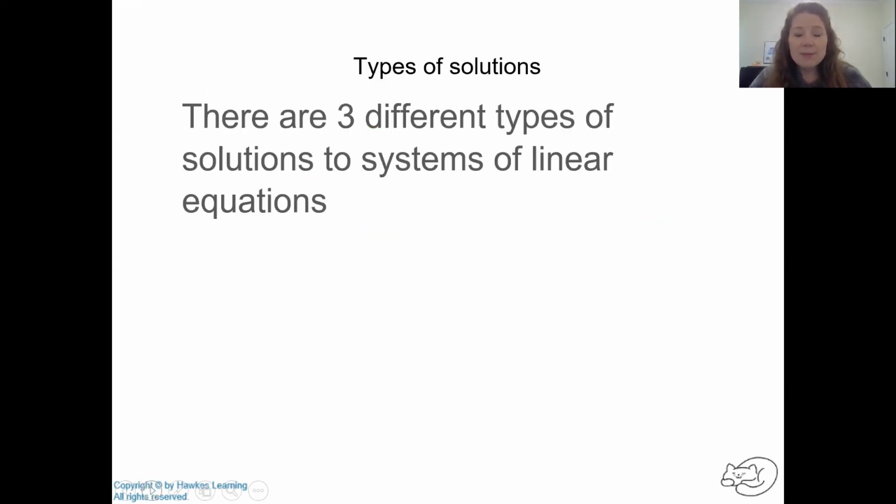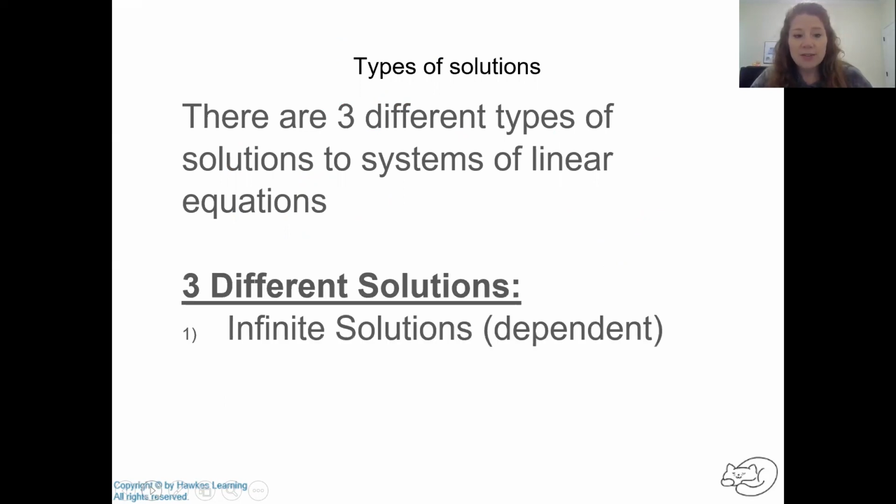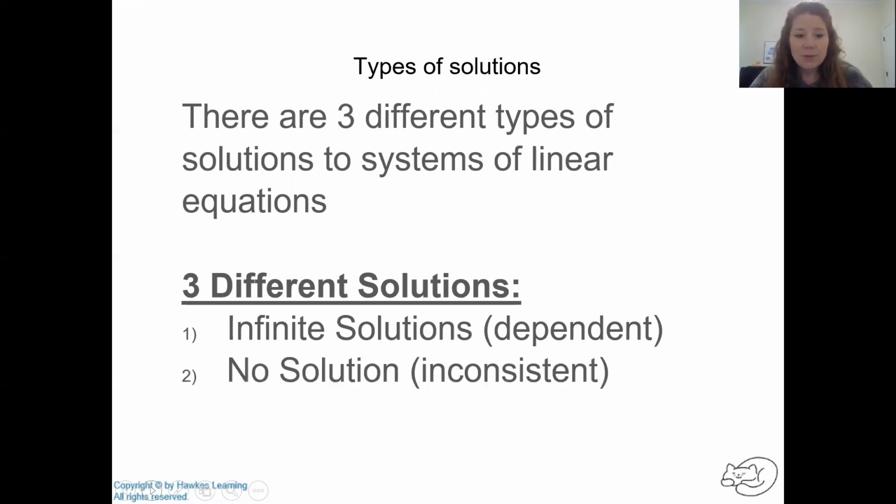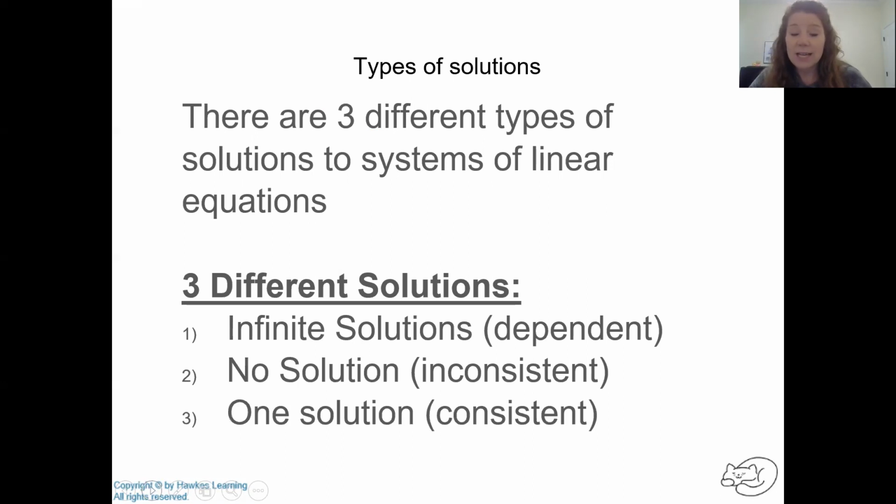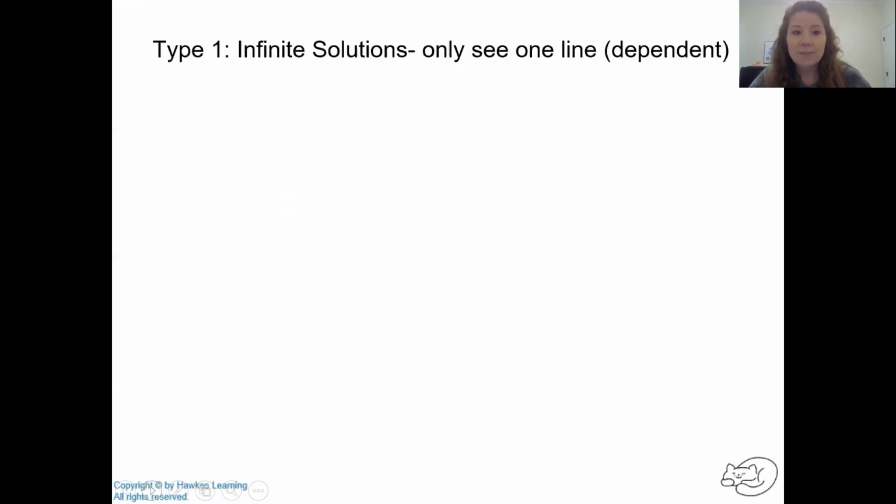There are three different types of solutions to systems of linear equations. You can either have an infinite number of solutions, which means that the two equations are the same line. Basically, one line lies on top of the other. We could have no solutions, which we would call inconsistent, which means our two linear equations are parallel lines, or we have one solution, which means there's one place where our two lines intersect.